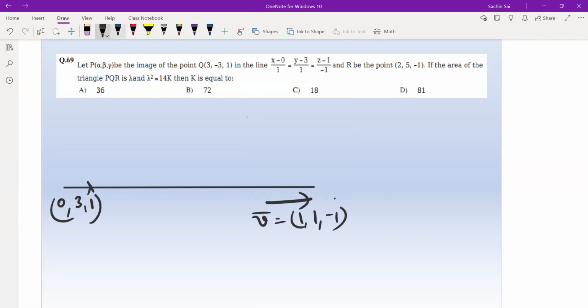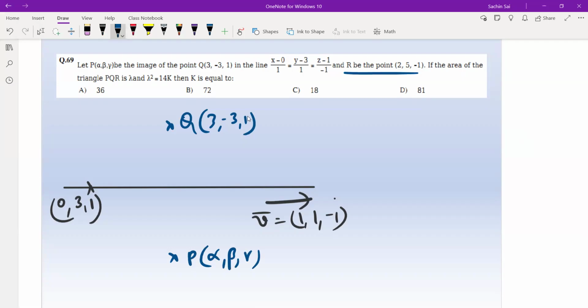Right? Now you have the point P. You have P is the image of Q. So let us say the given point is Q, 3, minus 3, 1. And P is the image of Q. Right? R is also given. Right? If the area of the triangle PQR is lambda. So how do you find the area of a triangle in 3D geometry? Right? So this area of triangle PQR.